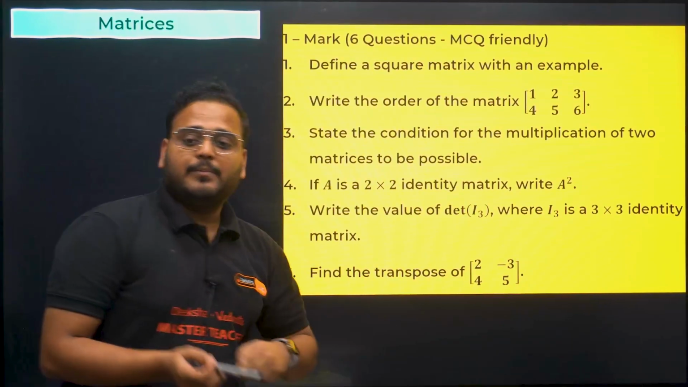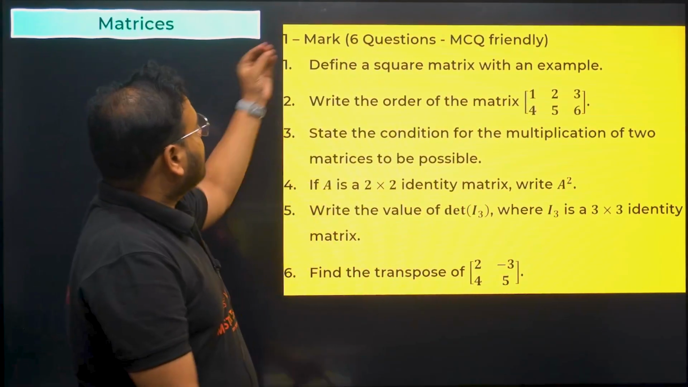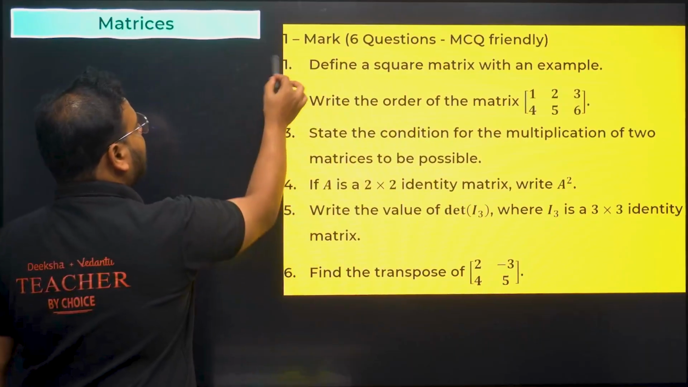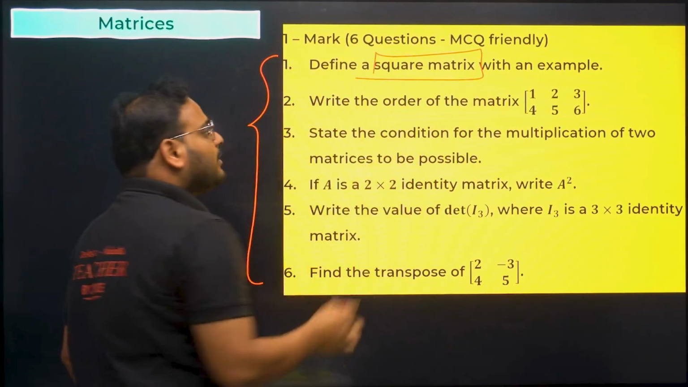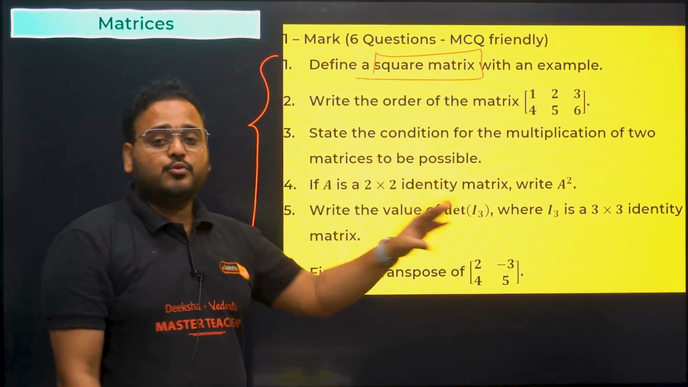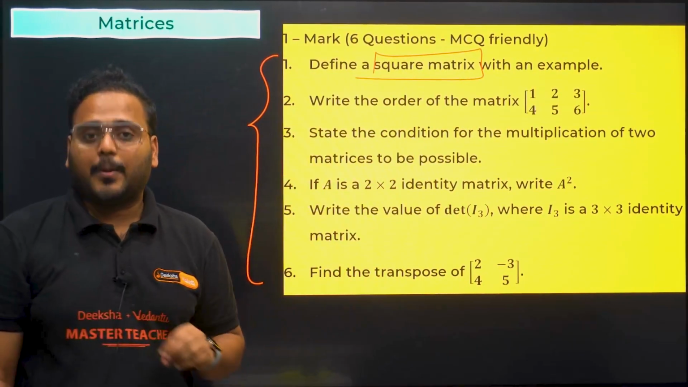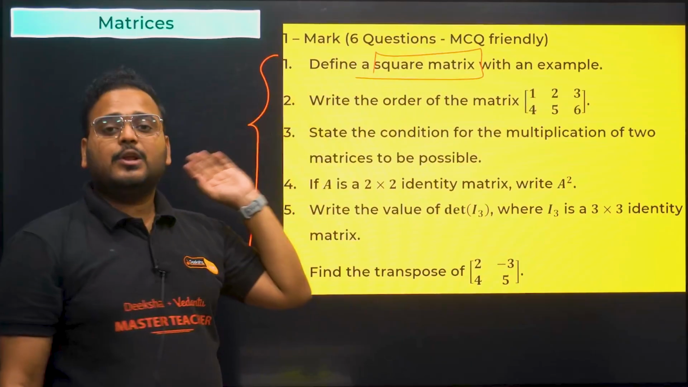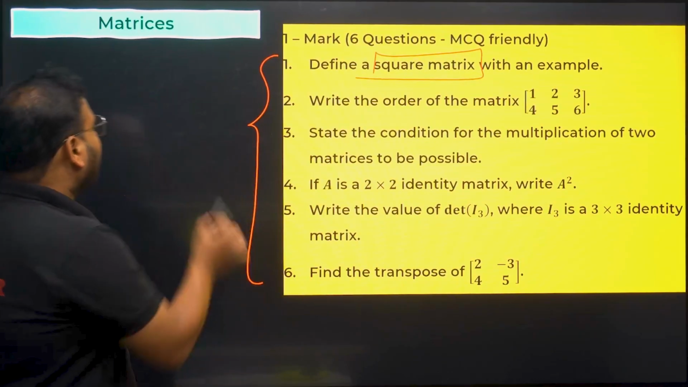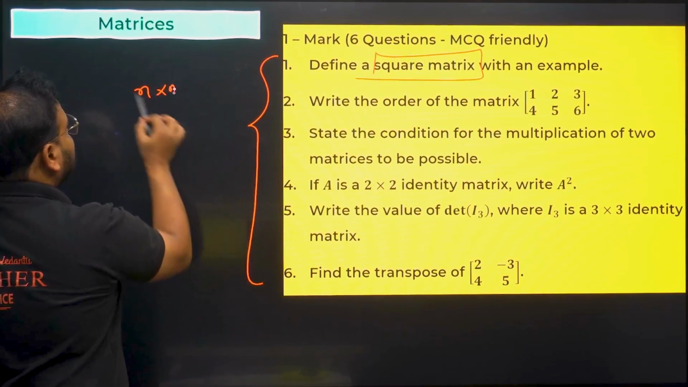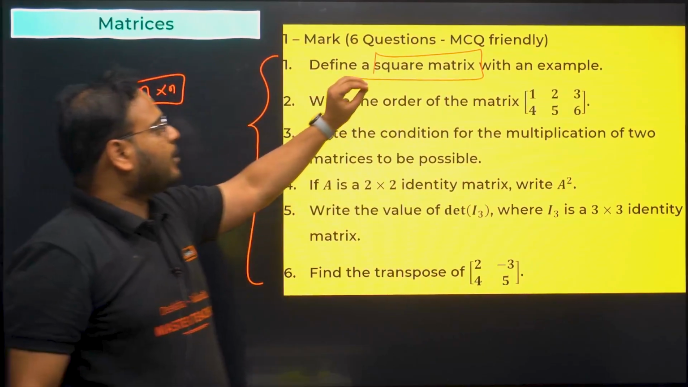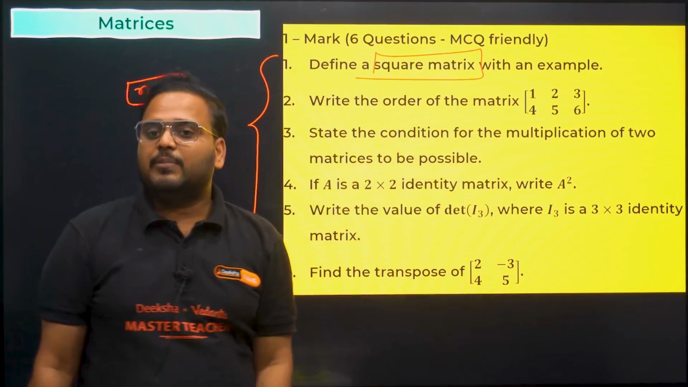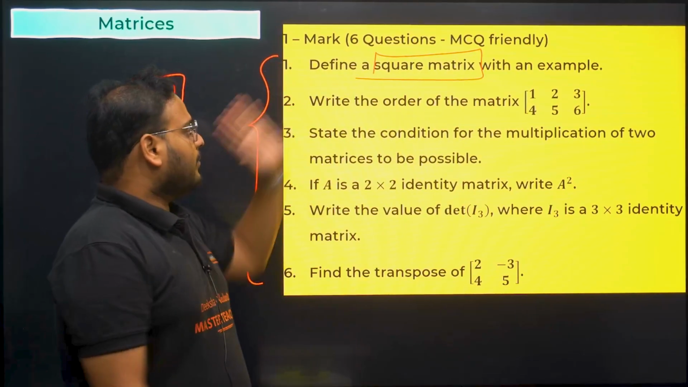Next, moving to the chapter matrices. What we have over here is again 6 questions of 1 mark MCQs. Define square matrix. Basically in MCQ they will not ask this question, right? But they can ask you to choose a square matrix from the options given to you, or look for the order given to you. Whenever you have n cross n, that is called a square matrix, so that you can pick. If you know the definition and an example, you can answer any question coming your way from the MCQ side.